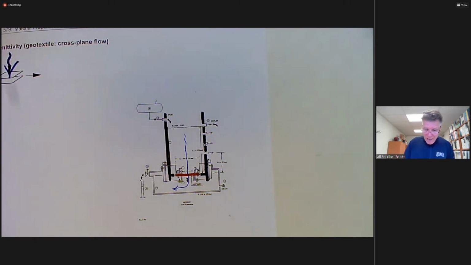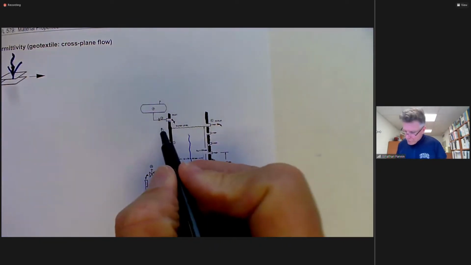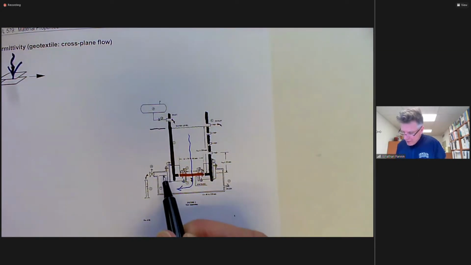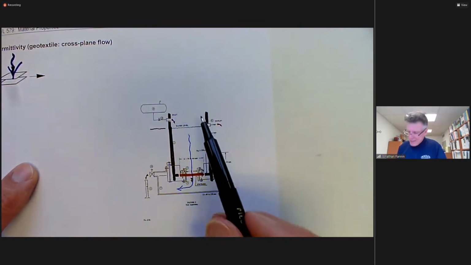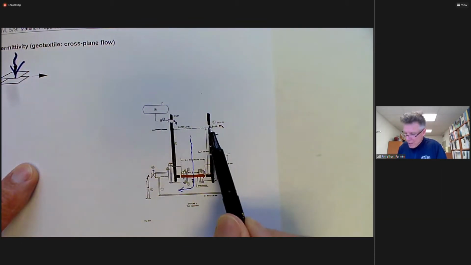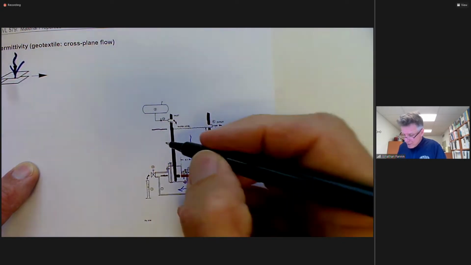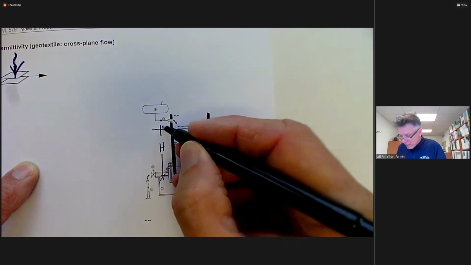The differential head across the system is going to be from the water level controlled by the outlet. On the inflow, this is essentially acting as a constant head, isn't it? You've got your inflow and you're controlling the elevation of the water level on the upstream side. You're also controlling the water elevation on the downstream side because of the overflow here. And so the distance between here and here is going to be the head that's driving the flow.